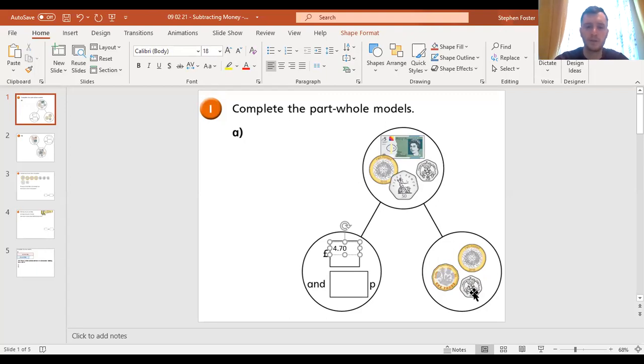So I've got to do £4.70, take away 20 pence, which would be £4 and 50 pence. So I've still got my £4. Now in this box, I can put that 50 pence in. Well done if you managed to get that one.